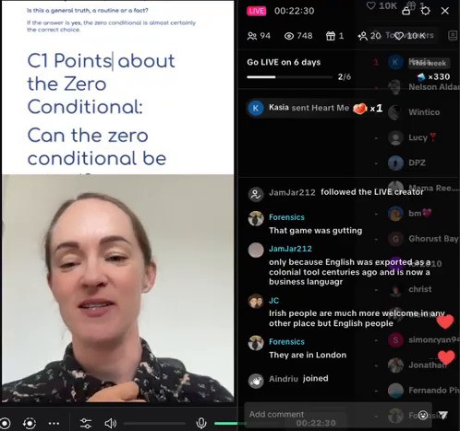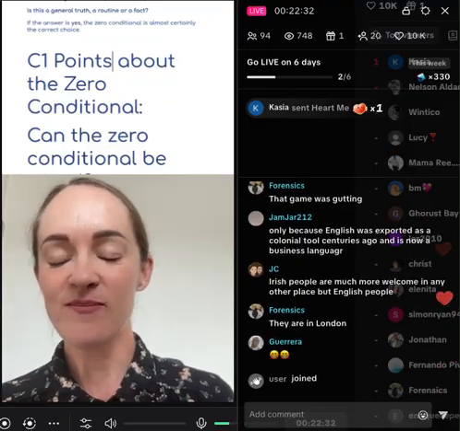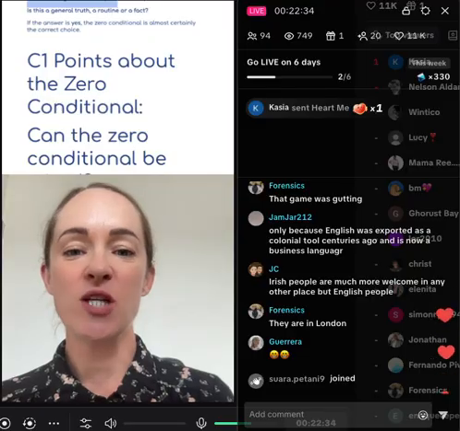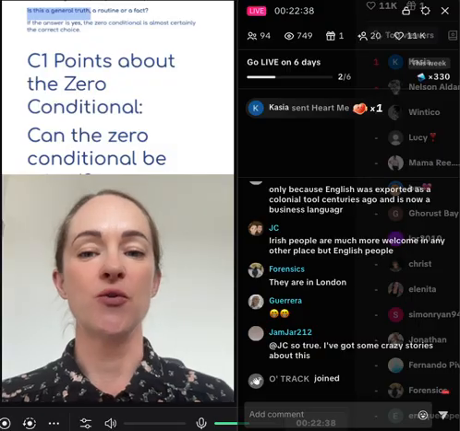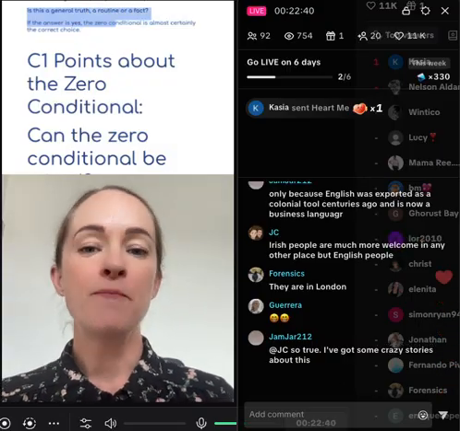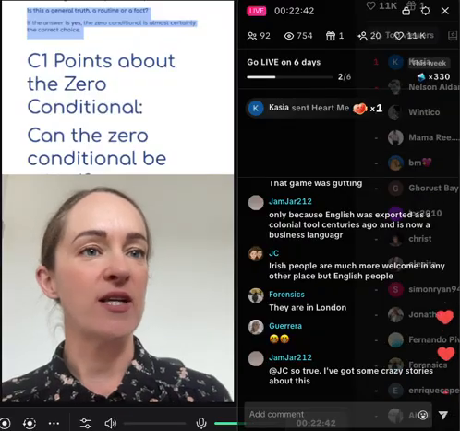Okay. So, for Cambridge exams, ask yourself, if the answer is yes, if it's a general truth, a routine, or a fact, the zero conditional is almost certainly the correct choice.